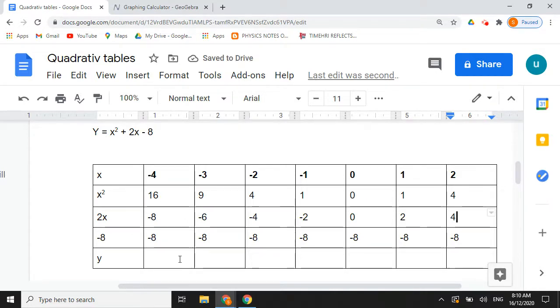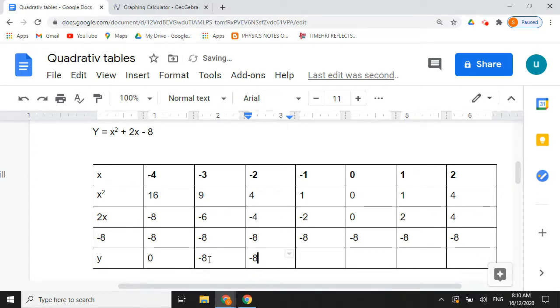So now we're going to add these values together, and when we do that, we're going to get the values of y. So 16 minus 8, that's 8, minus 8, that gives us 0. 9 minus 6 minus 8 gives me minus 8. That's 0, and 0 minus 8, that's minus 8.